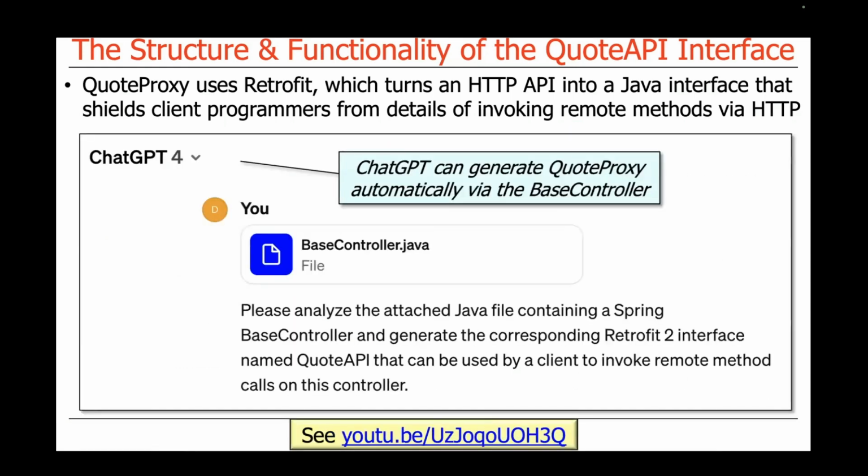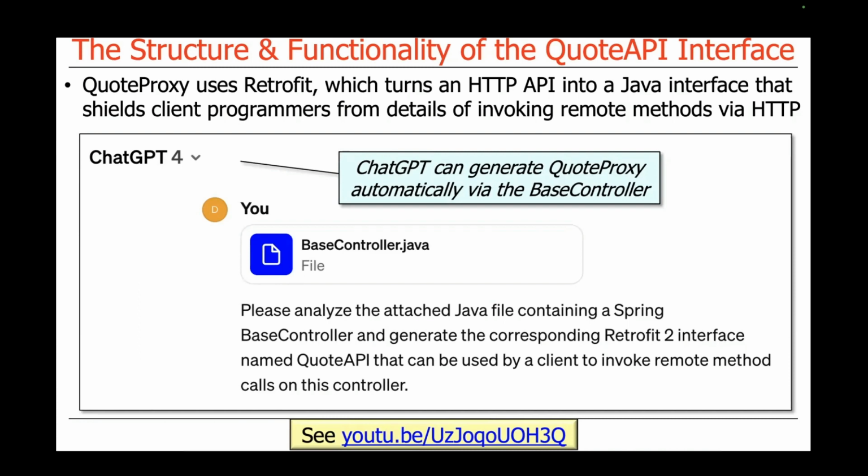Now, what's cool about this is you can use ChatGPT to automatically generate the quote API from the base controller. This shouldn't say QuoteProxy, it should say quote API. So it automatically can generate the quote API from the controller.